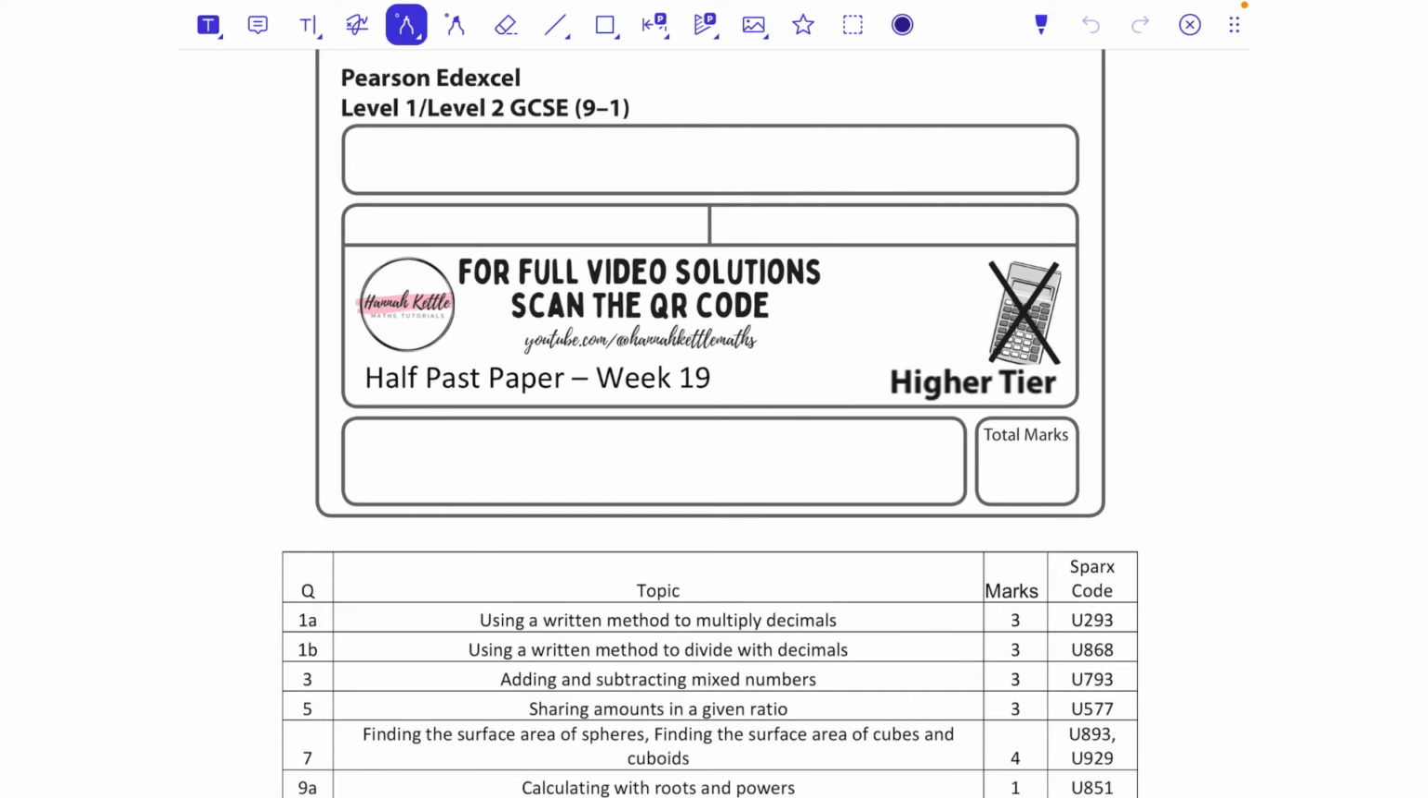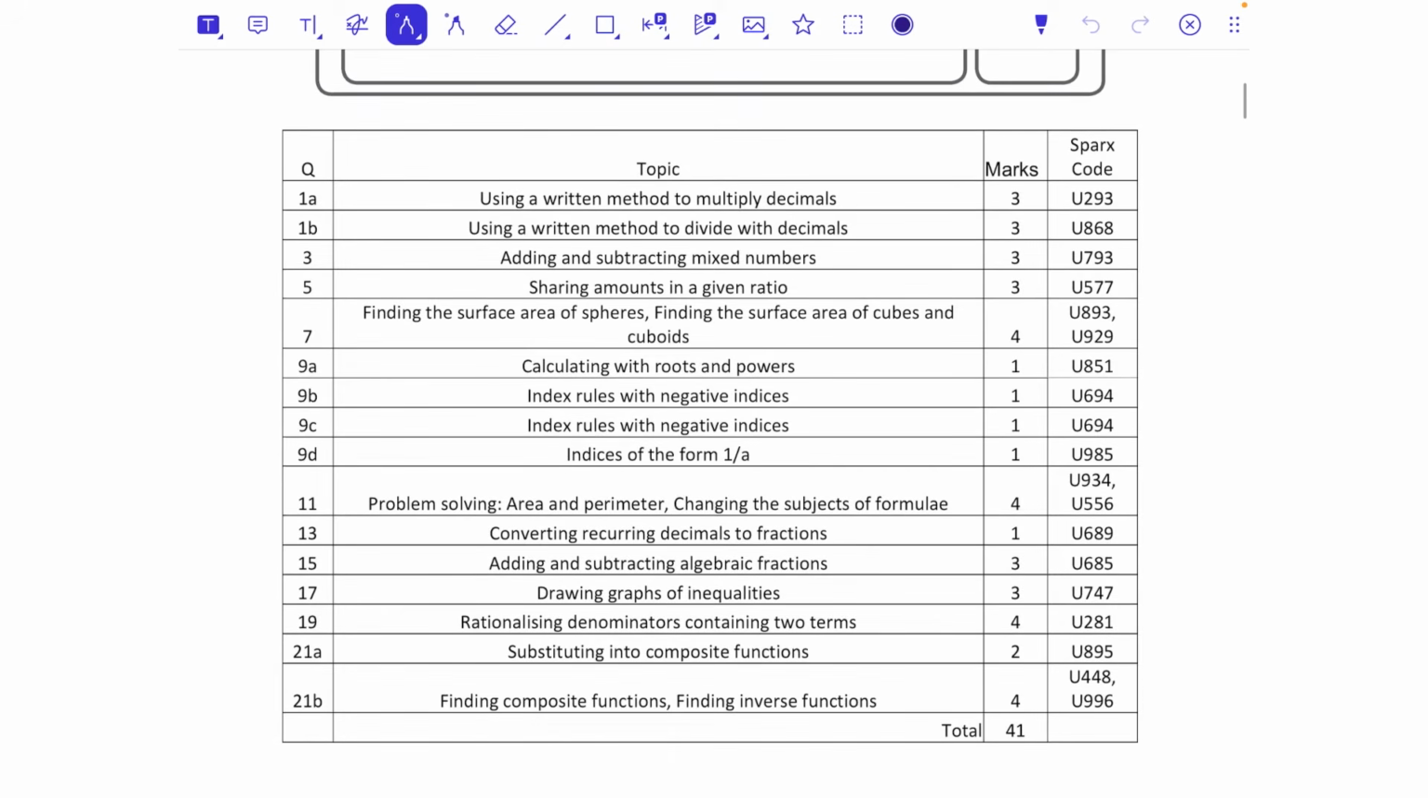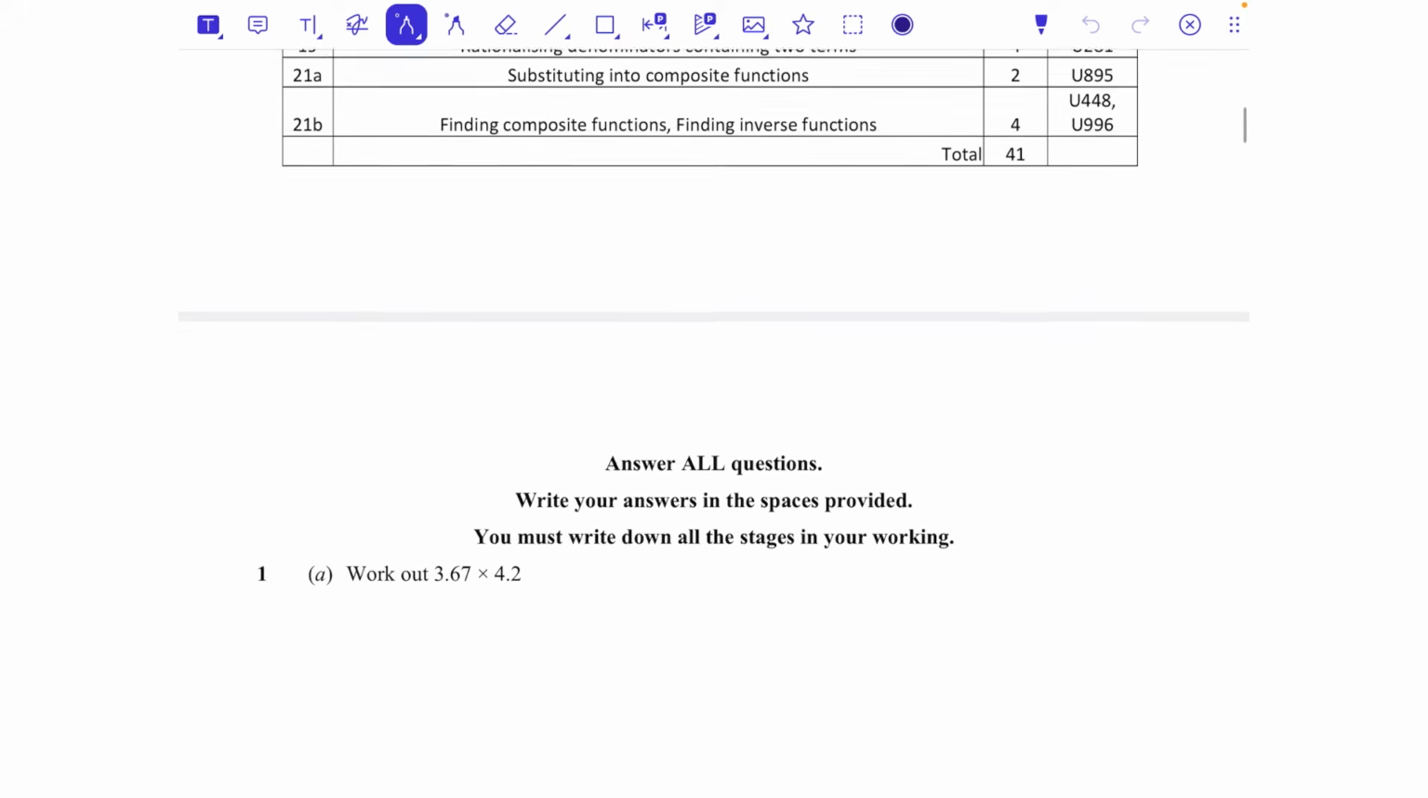This is week 19 on the higher paper, so we've got non-calculator again this week, and these are all the topics that we're going to go through. All the odd numbers this week, and the even numbers will be next week. 41 marks, so about half a past paper. Normally they're out of 80, and these are all the Sparks codes if you do have access to Sparks, to just go over anything that you might find a little bit tricky.